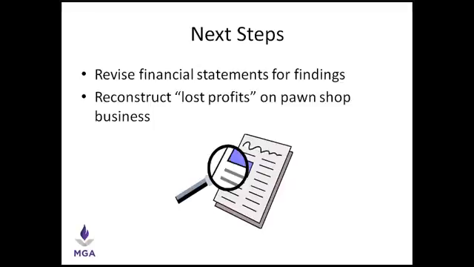So what are the next steps? The next steps are to go ahead and revise the financial statements for the things that we found that we're pretty clear are errors, like the personal expenses that have been charged to the business and the cash that he took out and just charged to sales. And then we're going to reconstruct the lost profits on the pawn shop. And so then we will provide in our report the revisions to the financial statements and also to the items that are not in the financial statements that probably have been taken from the business.